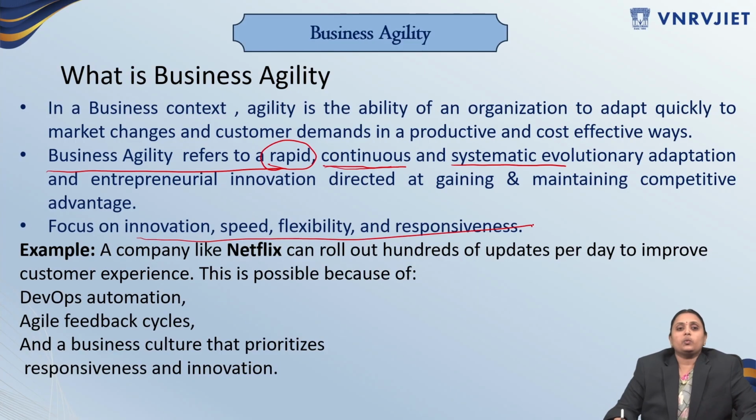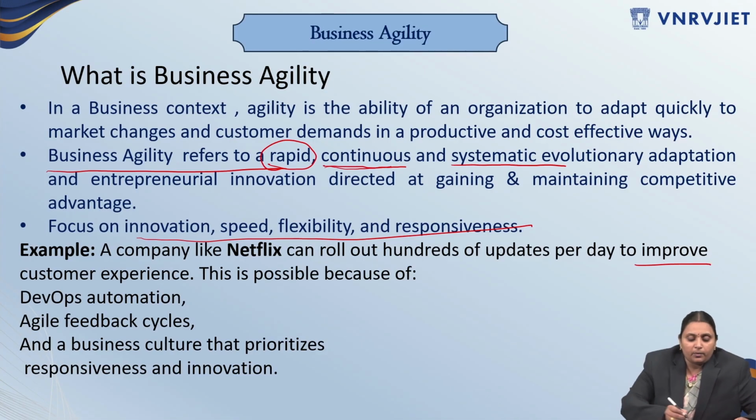Here I am going to explain one example of business agility. Companies like Netflix can roll out hundreds of updates per day to improve the customer experience. How is this possible? This is only possible because of DevOps automation, agile feedback cycles and a business culture that prioritizes responsiveness and innovation. Every day Netflix uploads thousands of videos to the site. Why? To satisfy the customer experience. If the customer is satisfied, their business will improve. How is it possible? With the help of automation.